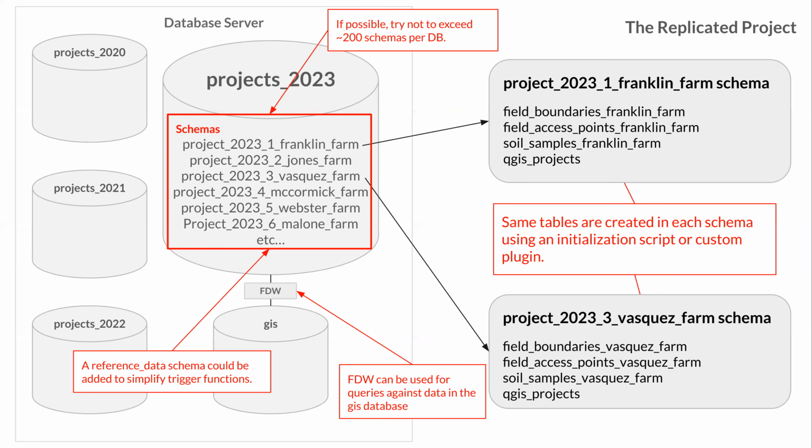And the other option that we sometimes do is we'll create a reference data schema. If it's something that doesn't change a lot, it's a lot easier just to load this reference data. If it's something like provincial boundaries or county boundaries, they're not really going to change. Let's just load them into a reference data schema. And whenever we need to do a trigger function or something like that, we'll use that instead of a foreign data wrapper.